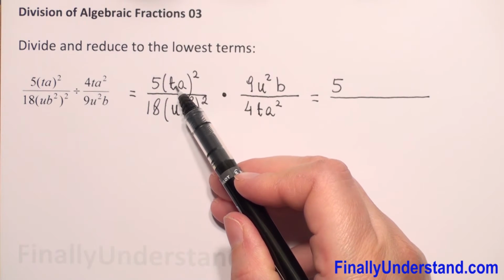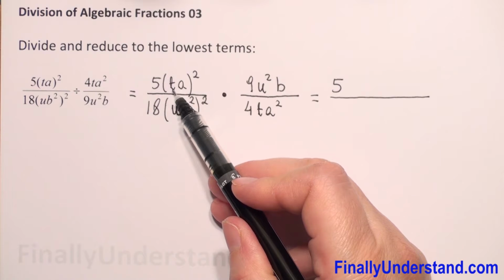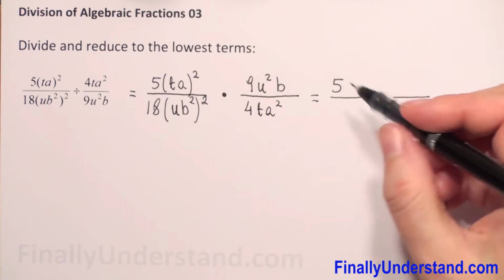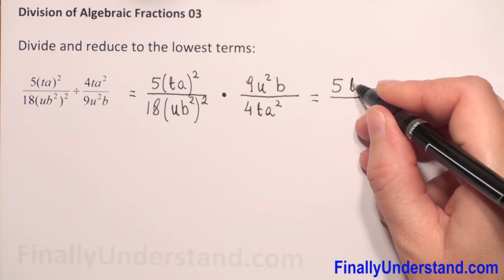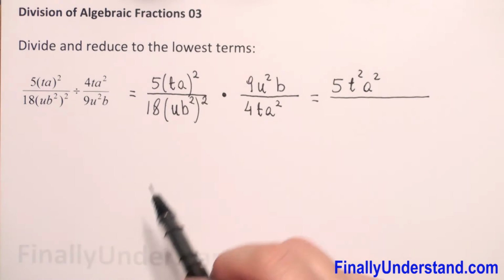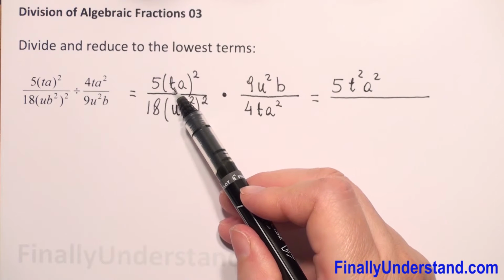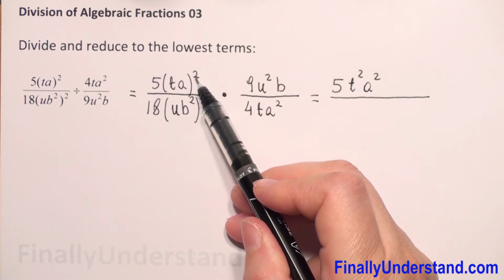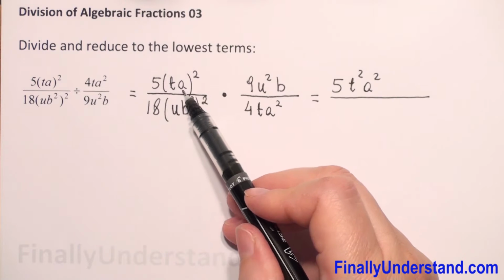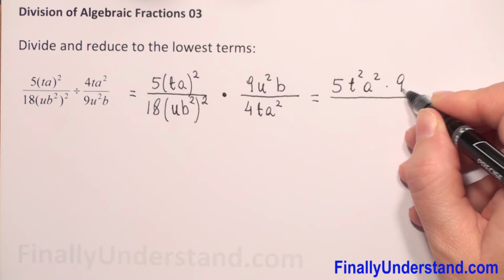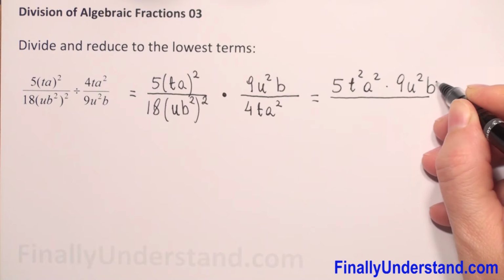It means, because we have multiplication here, we have to take to the second power every expression in parentheses. So t we have to take to the second power and a to the second power. So we have 5t to the second power times a to the second power. This rule is always only for multiplication. When we have multiplication in parentheses, it means we have to take to the second power every variable. Next we have times 9u squared b.